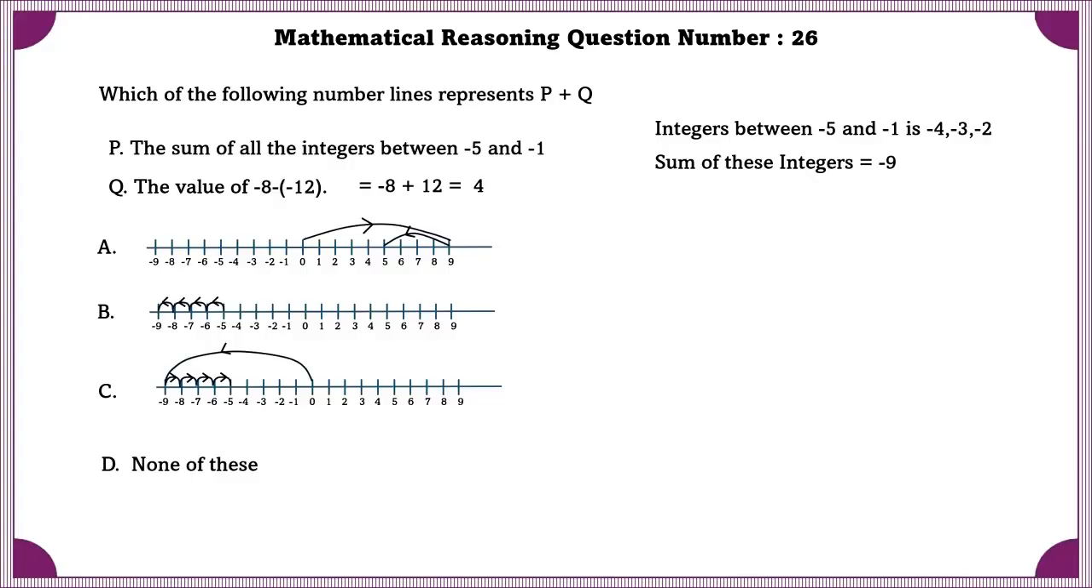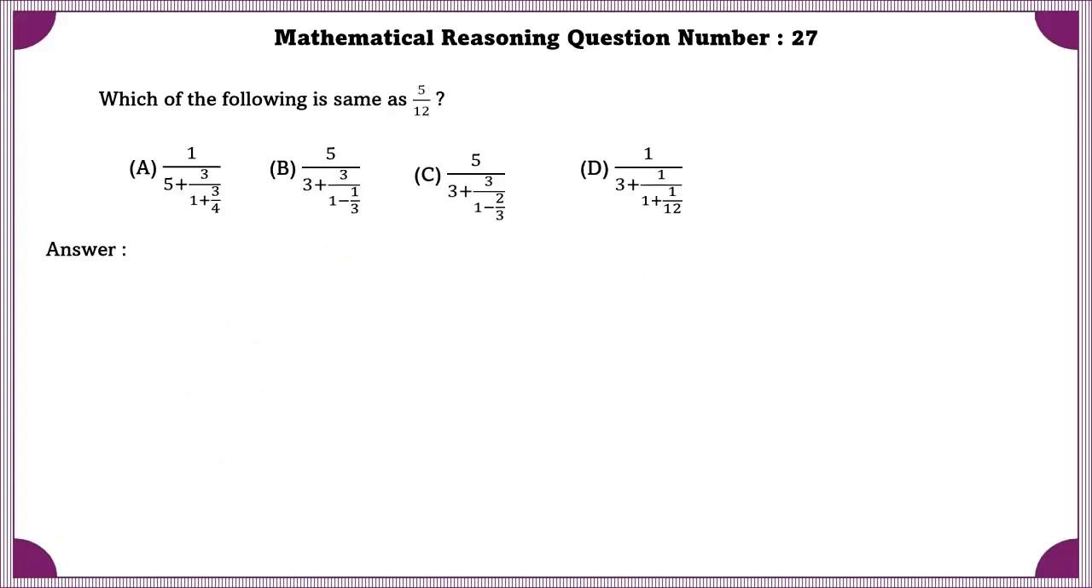Now Q is equal to 4. So P plus Q is equal to minus 9 plus 4. This is shown in option C. Mathematical reasoning question number 27. Which of the following is same as 5 by 12?